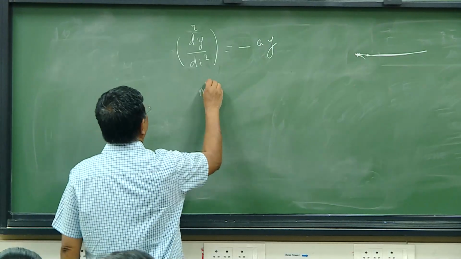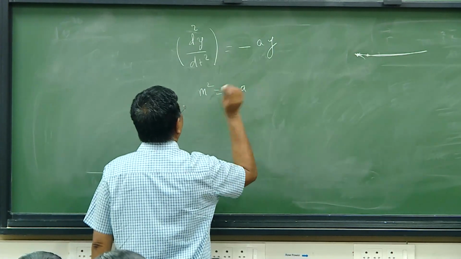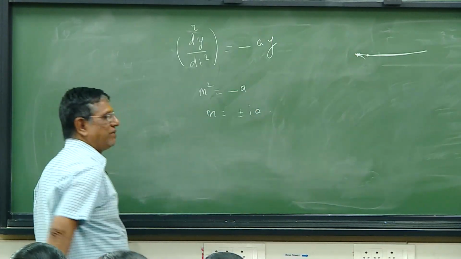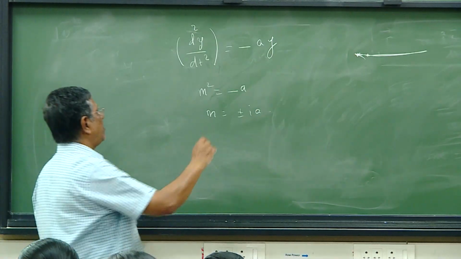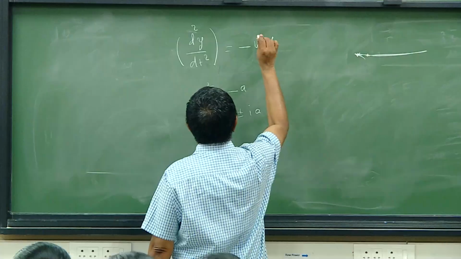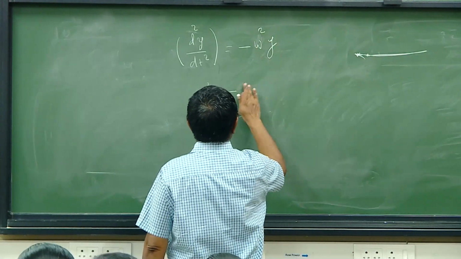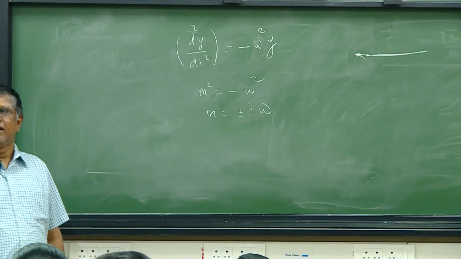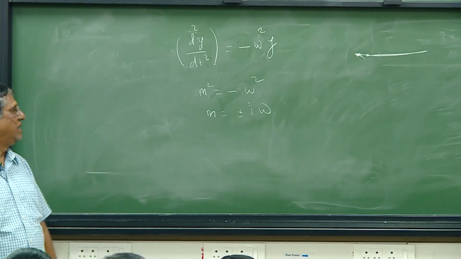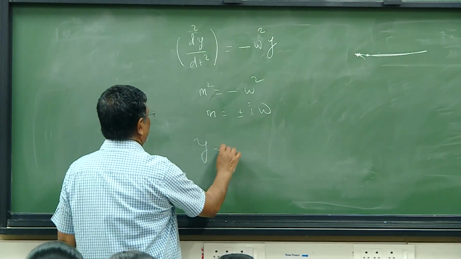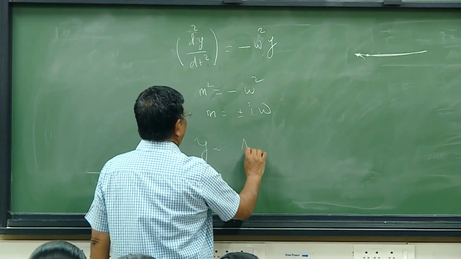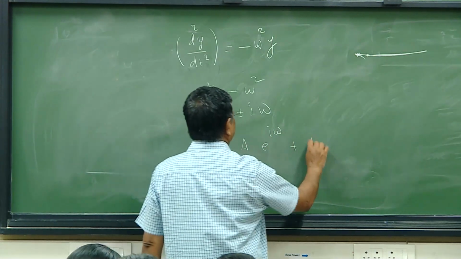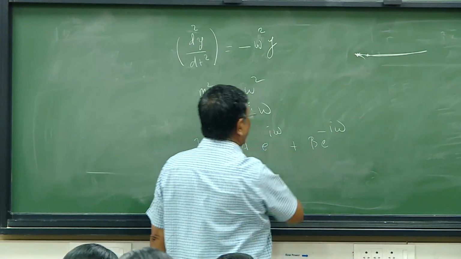This is written as m² equal to minus a, m equal to plus or minus i√a. Are you familiar with this? Generally, we won't call it a, we call it omega squared. Then this is omega squared, therefore it is iω. Alright, when you have this, then the solution will be some constant a times e^(iωt) plus b times e^(−iωt).